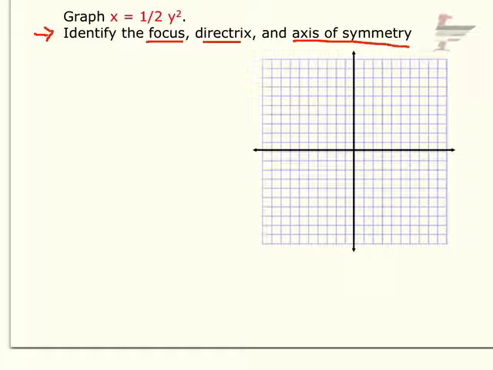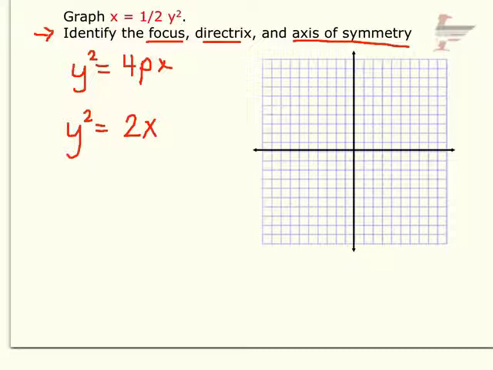I also note that to be in standard form, it should be y squared equals 4p times x. So I should probably solve for y squared, which is very easy. I'm just going to multiply by 2, right? So then I'm going to have y squared equals 2x. And I note, because the y is squared, that I'm going to have a horizontal parabola. And it's going to open to the right because my 2 is positive by my x. If it were negative, it would open to the left.